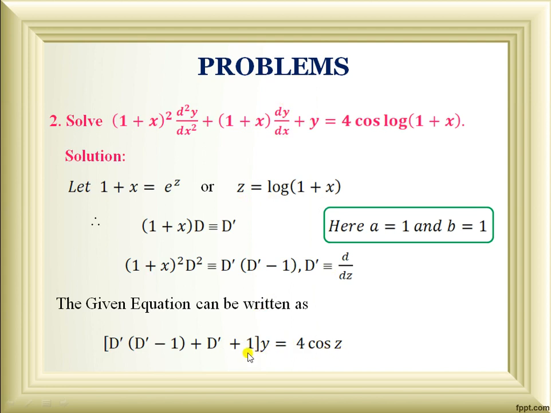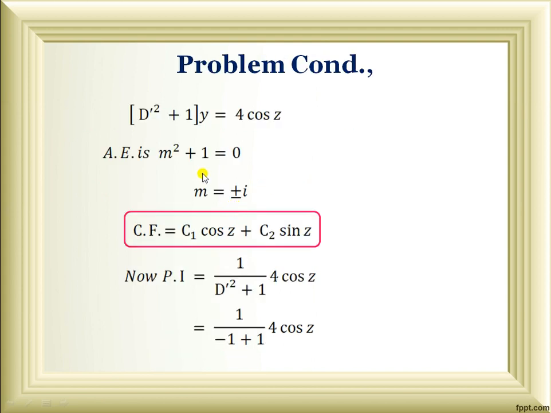I am using that. So simplifying, the left hand side value is D'² - D' + D', with D' getting cancelled. At last I am getting (D'² + 1) y is equal to 4 cos z. So this comes under the second type category. In the left hand side the derivative coefficients are constant, so I am going to solve this by the second type. First I am writing the auxiliary equation m² + 1 is equal to 0. After simplifying this I will get the roots are ±i.